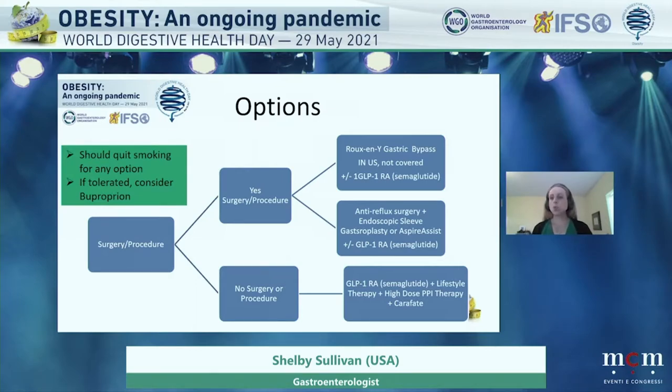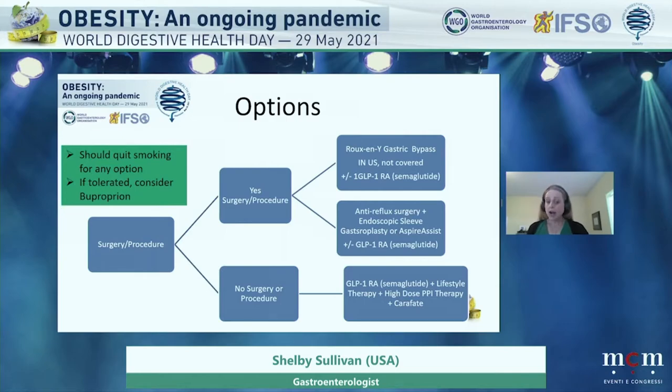If the patient is willing to undergo a surgery or a procedure, I would first talk to the patient about gastric bypass. Now, again, in the United States, this is likely not going to be covered by insurance because her BMI is less than 35, but we could still discuss the option and also consider whether or not the patient may be able to pay out of pocket. And this is different for other countries. In addition to that, I would still discuss whether or not the patient may benefit from a GLP-1 receptor agonist.